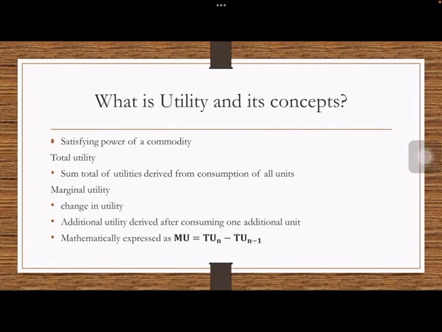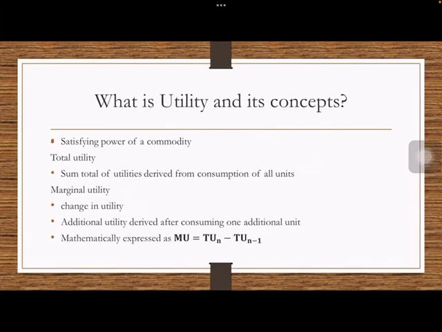What is marginal utility? It is the change in total utility. When a consumer consumes one more unit of a commodity, suppose from 5 pens he is getting 50 utils, and from 6 pens he is getting 55 utils. So when the consumer consumes one extra unit of a commodity, total utility rises.